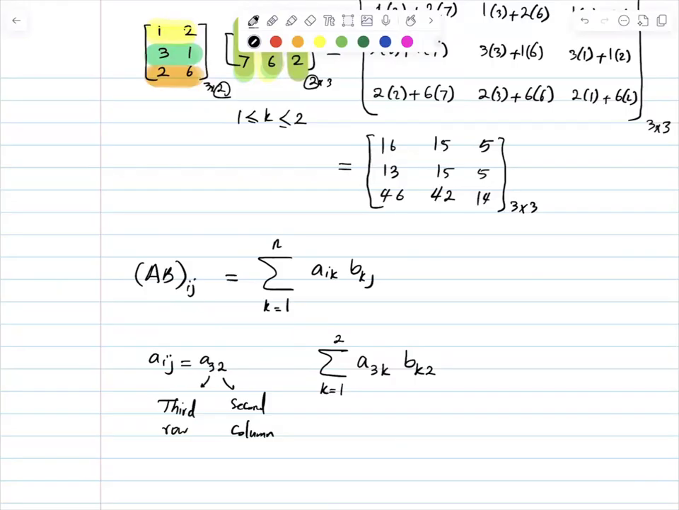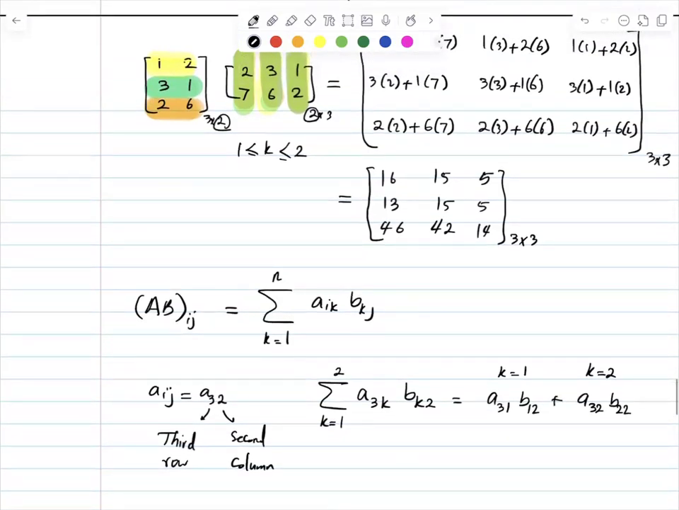Take a look. If k is equal to 1, I have A_31 times B_12, plus, when k is equal to 2, I have A_32 times B_22. So let's take a look at our original matrices. A_31, where is A_31? A_31 is located here. This is my 2. Then I'm going to use a different color for you. I'm looking for B_12, on the first row and second column, which is this guy here, 3.